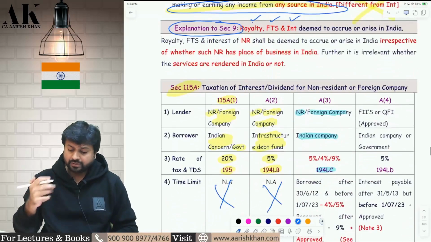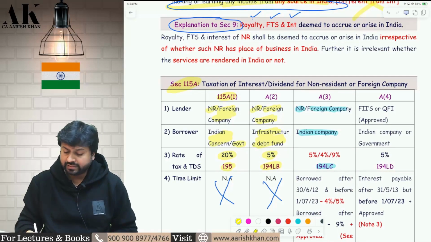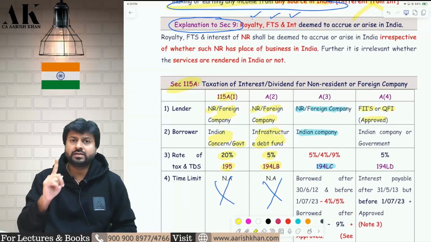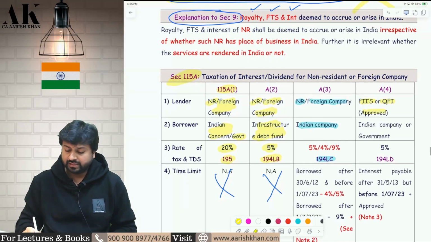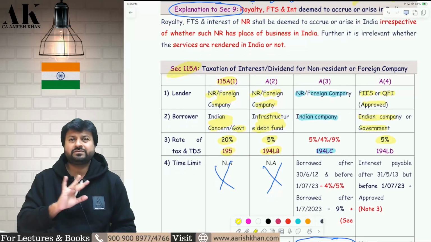Okay. Now coming to the last section over here. In the last section, who is the borrower, who is the lender? Lender is changing now. Check FII, QFI, which is approved. The lender has to be foreign institutional investors or qualified foreign investors, and both of them should be approved. Similarly, the lender will give money to whom? The lender will give money to Indian company or to government of India. What is the tax rate? The tax rate over here is 5% flat.